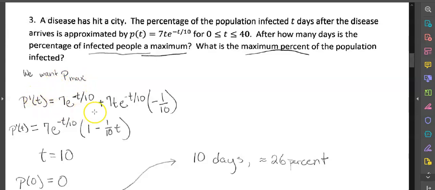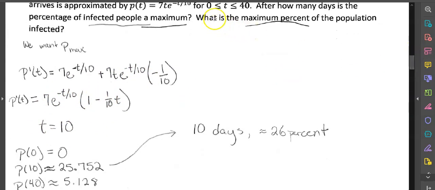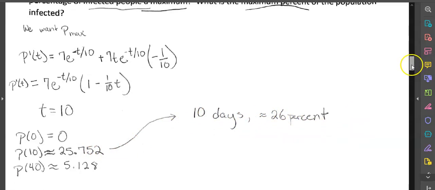We find the derivative, we simplify it, we look for our critical numbers. We're going to get t equals 10. Now, because our function is on a closed interval, we can apply the extreme value theorem. We check the endpoints at 0 and 40 as well as our critical number, and we see our critical number leads to our maximum value. So after 10 days, it's approximately 26%, and that is our maximum percentage.